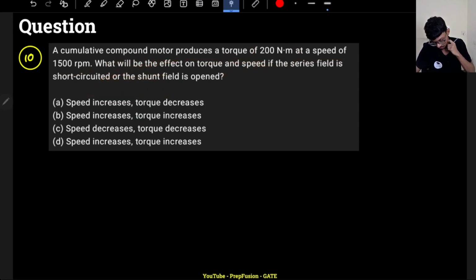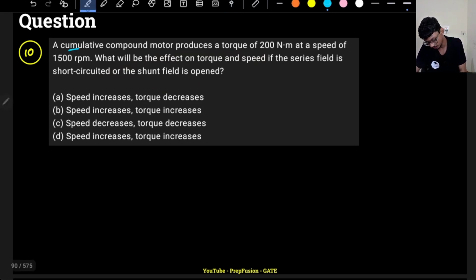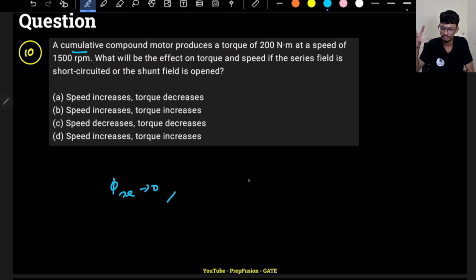Okay, so in both cases the same thing will happen, right? It is operating in cumulative mode. So if the series field is short circuited, then my phi series will be 0, or if the shunt field is open, the current across the shunt field will be 0, so again my phi shunt will be 0. So either you are making the series field 0 or the shunt field 0.